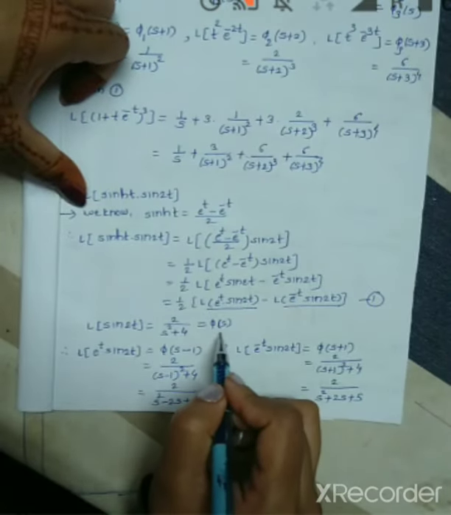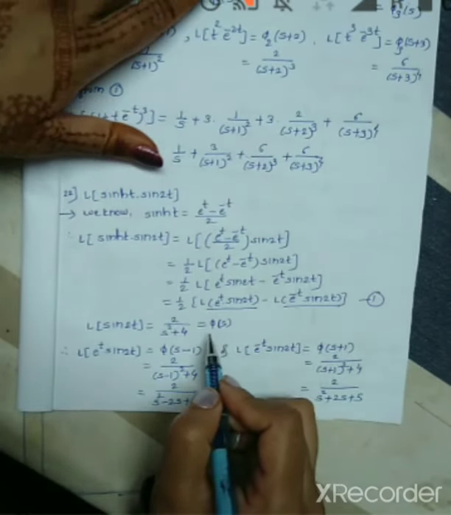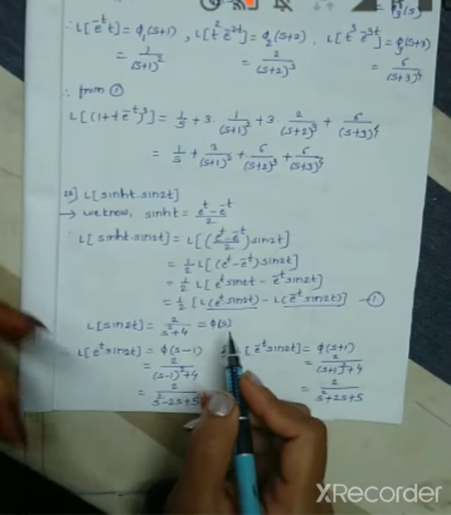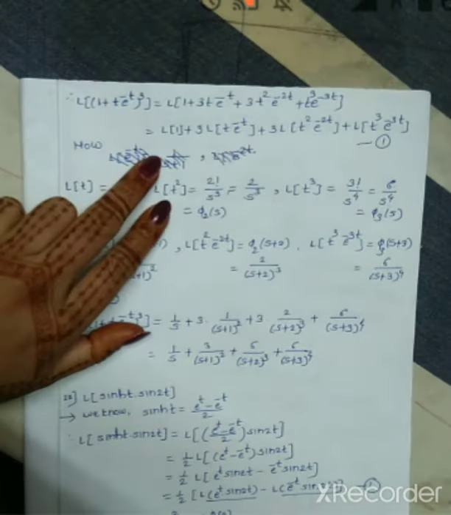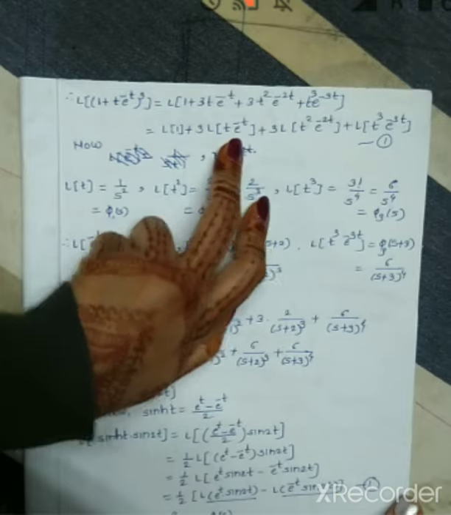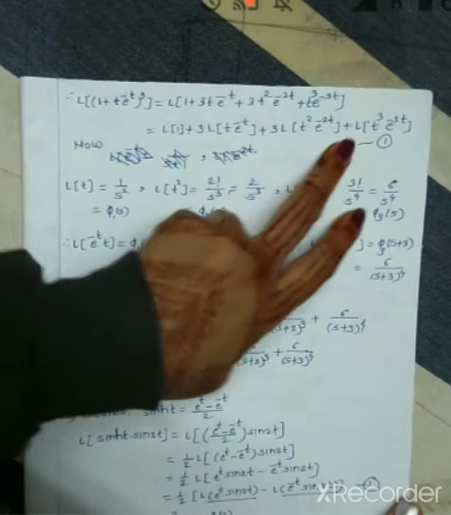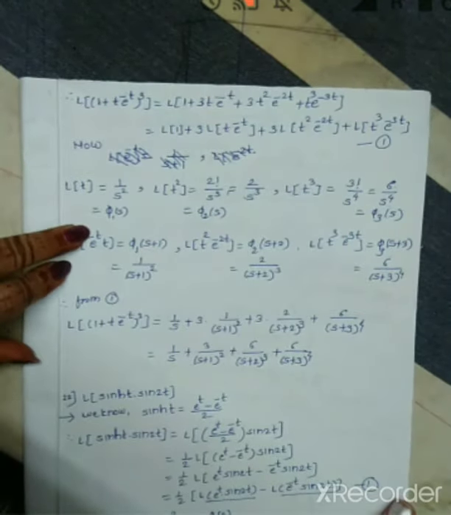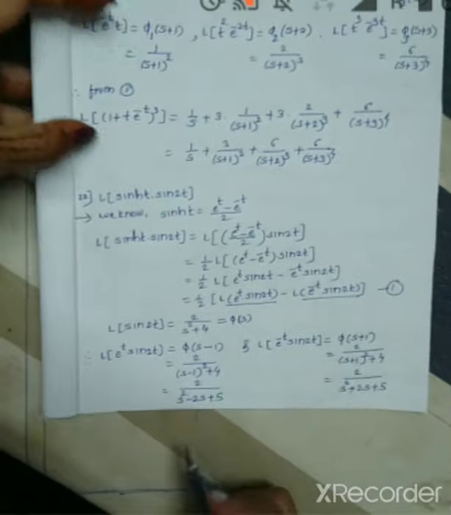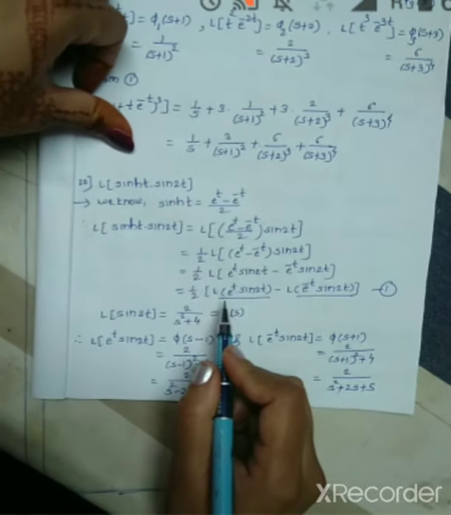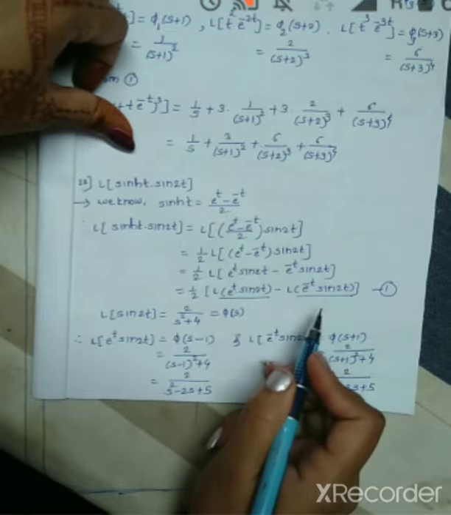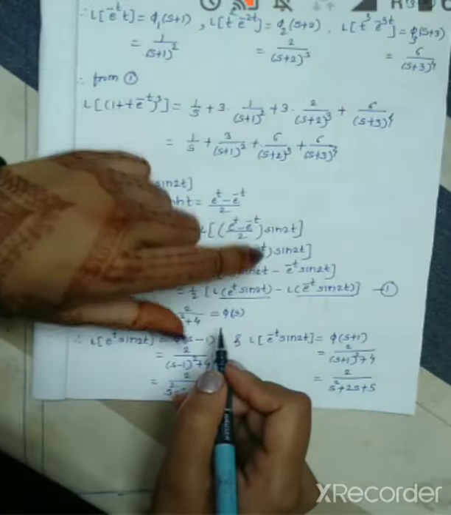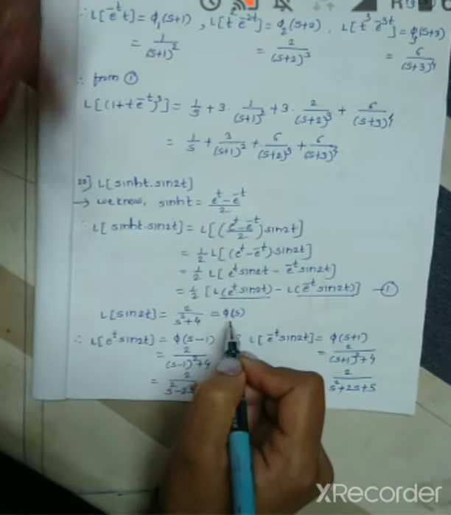Call this phi of s, by using the exponential property. We are not using phi 1 and phi 2 here, because in the earlier example the functions attached to these exponentials were different. There it was t square, here t cube. That's why we called them phi 1, phi 2 and phi 3. Here that is not the case. The function attached to this exponential is only sine 2t, the same function. That's why we are using only one phi of s. Remember this difference. Now call this phi of s.